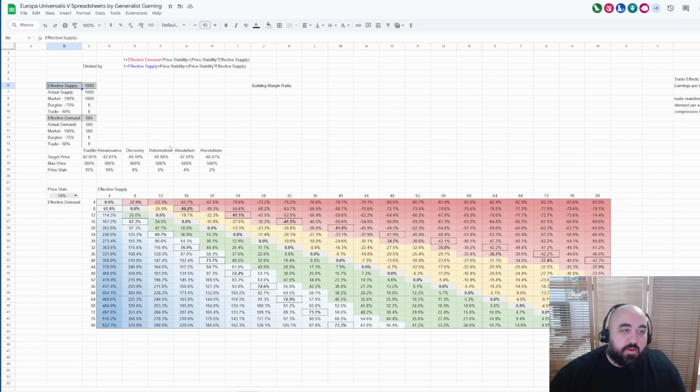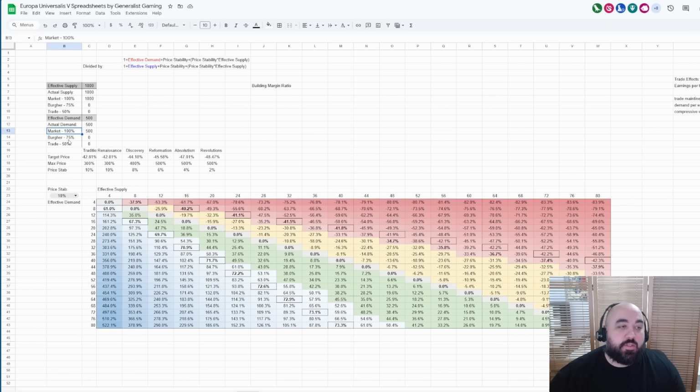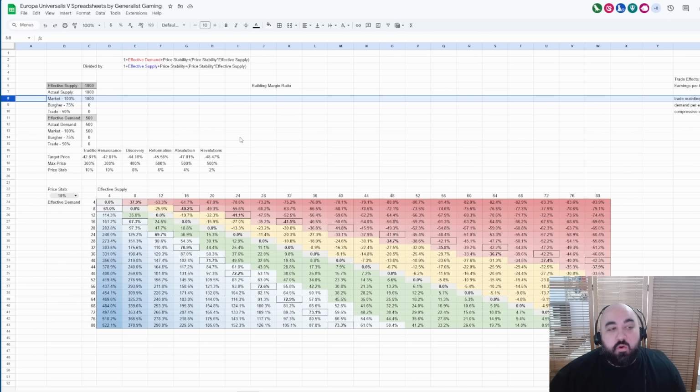Alright, so we also have this grouping of cells here, which will calculate the target price based on age. Remember, it does vary based on age, and it will do this based on what type of orders you have, or it will take into account the weighting of the orders, whether it's market 100%, burger trade 75%, active trade 50%. And if we think to the Safala example here, entirely our supply of gold was production within the market, so we'll just put 1,000 here.